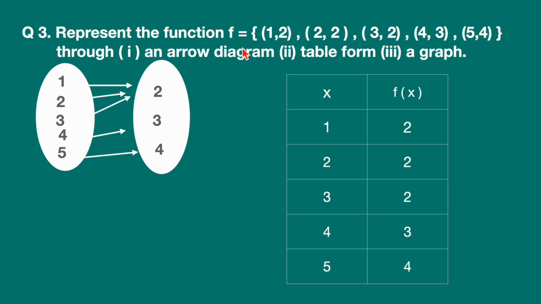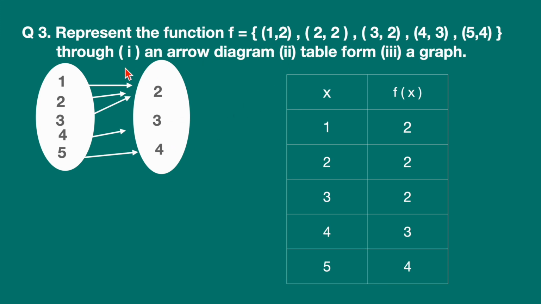Question 3. Represent the function f given as ordered pairs: (1, 2), (2, 2), (3, 2), (4, 3), (5, 4), through an arrow diagram, a table form and a graph. Here we first draw the arrow diagram. So what is the domain? 1, 2, 3, 4, 5. Write down the domain. And then the codomain. Here it is 2, 2, 2, but do not repeat: 2, 3, 4.